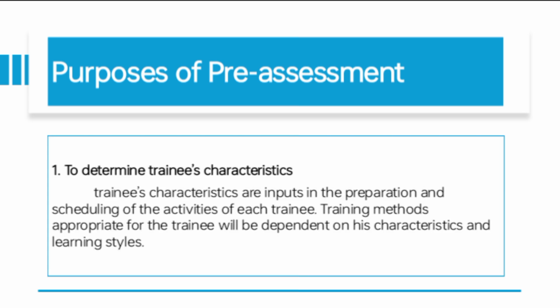Purposes of pre-assessment. First, to determine trainees' characteristics. Trainees' characteristics are inputs in the preparation and scheduling of the activities of each trainee. Training methods appropriate for the trainee will be dependent on his characteristics and learning styles. So, this means finding out the trainee skills, learning styles, and personal traits. Knowing this helps trainers plan the right activities, schedule, and methods that fit the trainee. It makes the training easier and more effective for the learner.